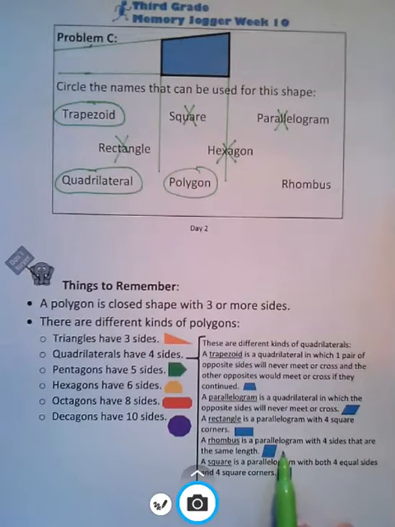Rhombus. A rhombus is a parallelogram. We already decided it's not a parallelogram, so if it's not a parallelogram, it can't be a rhombus. So this shape is a trapezoid, a quadrilateral, and a polygon in the choices that we have below.